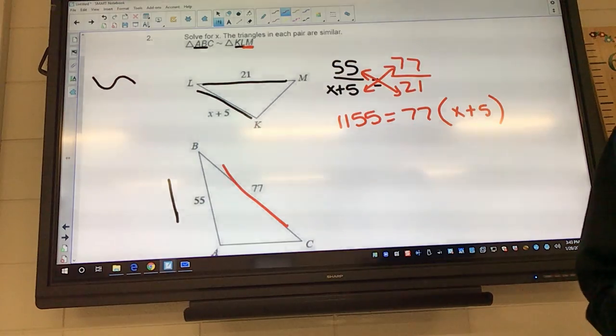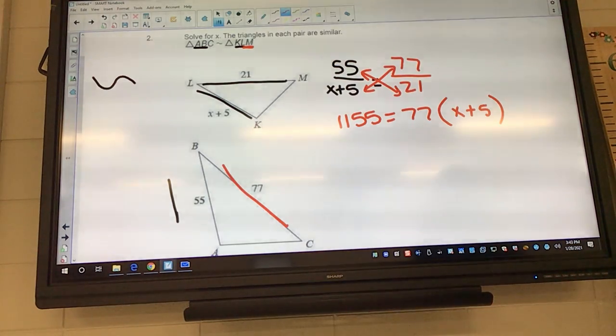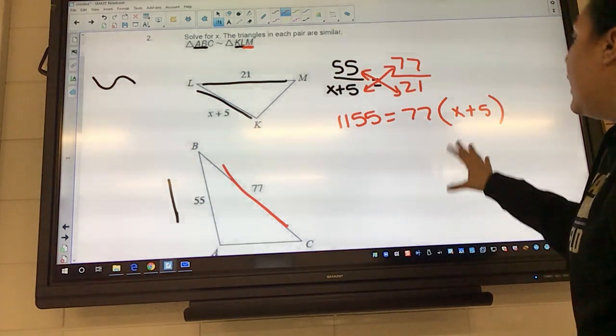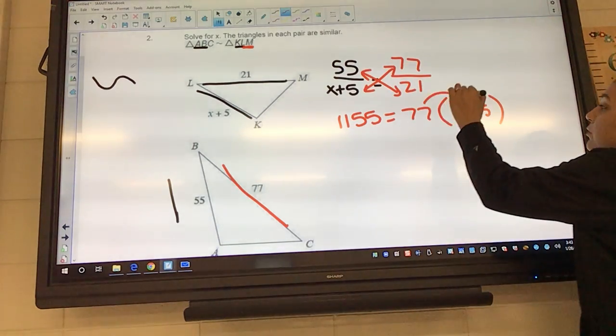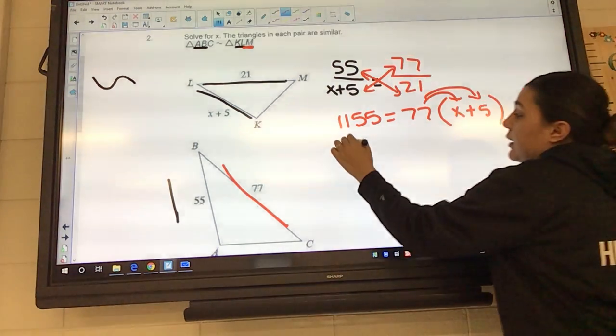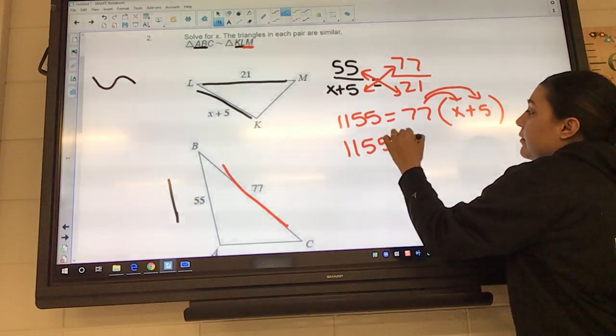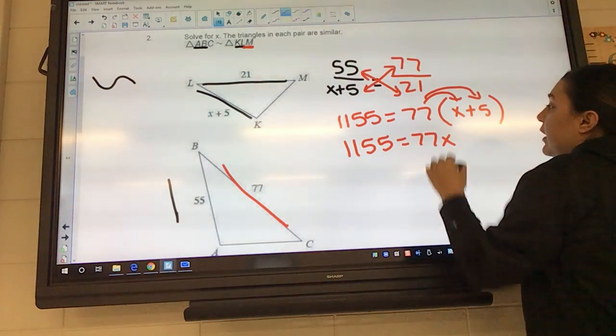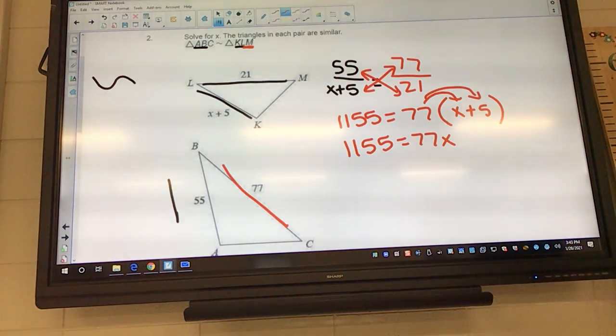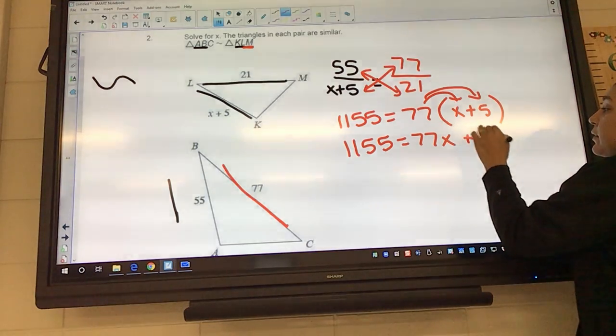Okay, I want you to think, well, how do we get rid of parentheses? I would definitely pay attention because this is where we're going. How do we get rid of parentheses? Well, we need to distribute. So I have 1155 equals 77x, and 77 times 5 is going to give me plus 385.